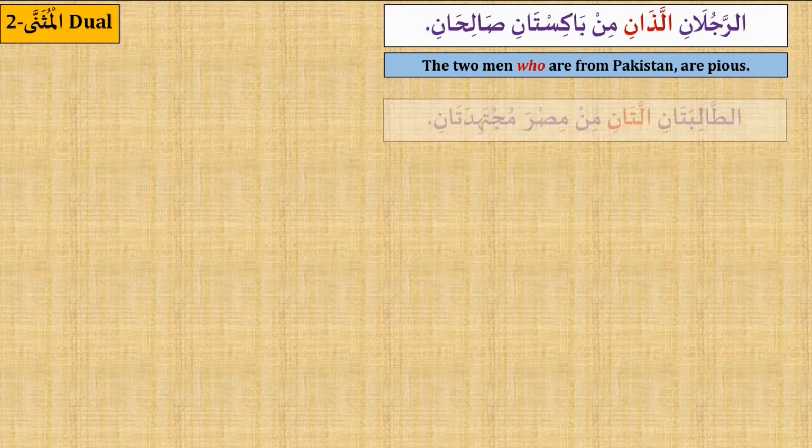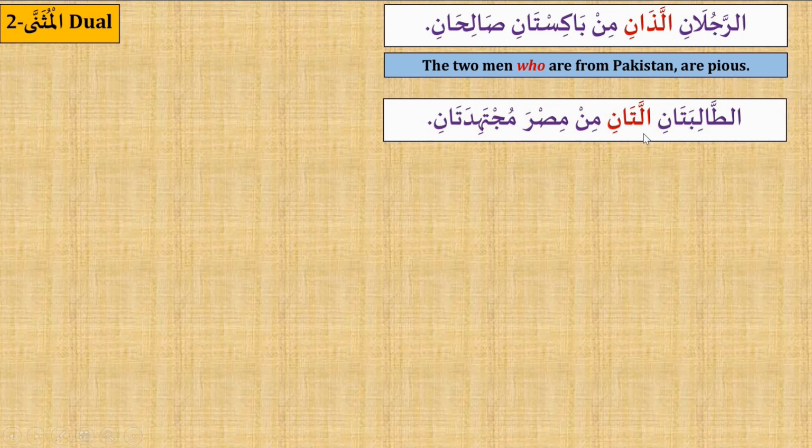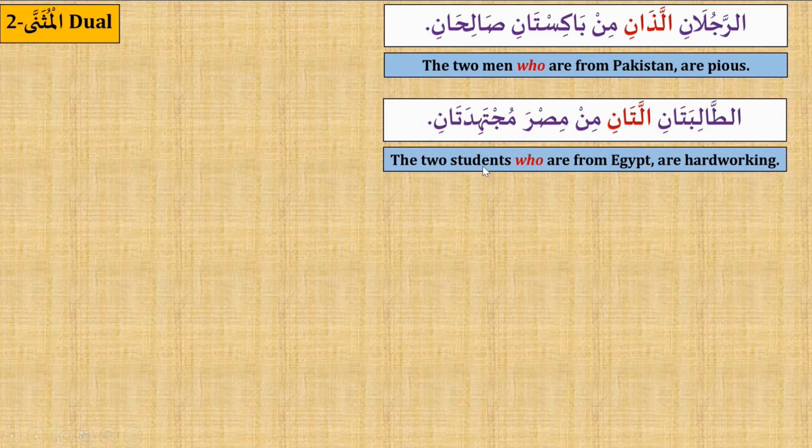An example for feminine. الطالبتان اللتان من مصر مجتهدتان. The two female students who are from Egypt are hardworking. الطالبتان, the two female students. اللتان, who are. من مصر, from Egypt. مجتهدتان, are hardworking.